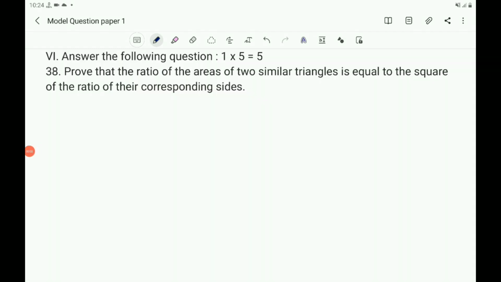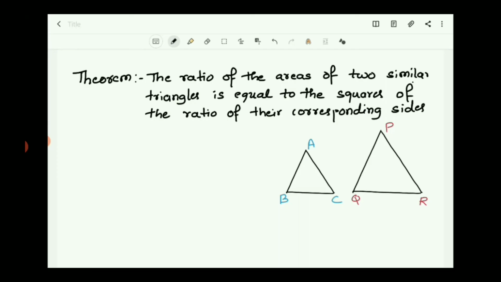The last question, sixth main, answer the following question. Prove that the ratio of the areas of two similar triangles is equal to the square of the ratio of their corresponding sides. Let us prove the theorem. The ratio of the areas of two similar triangles is equal to the squares of the ratio of their corresponding sides.